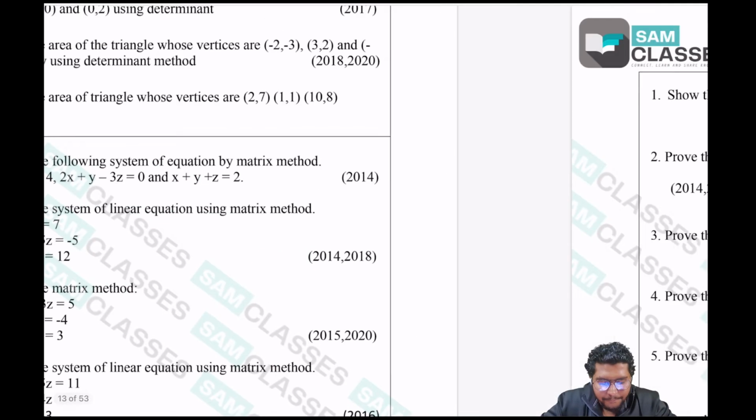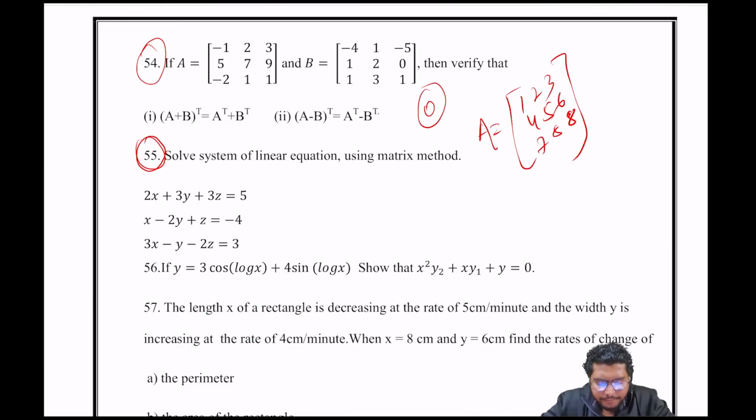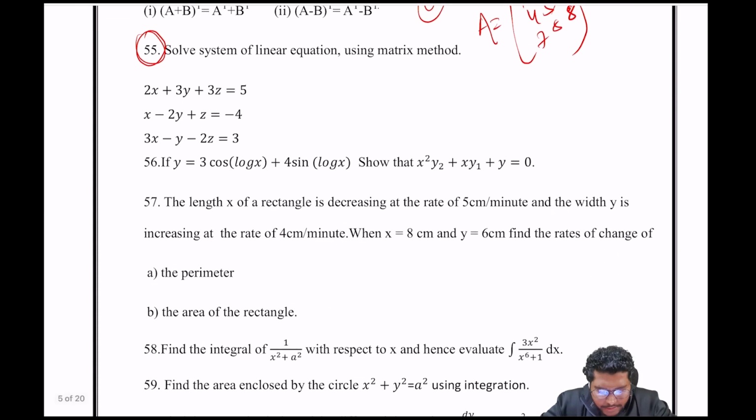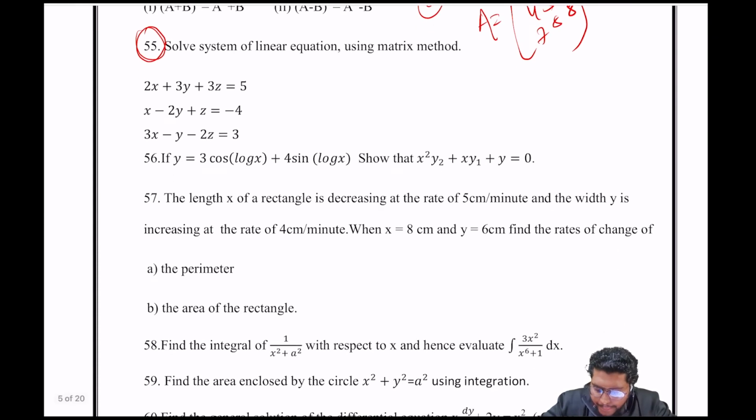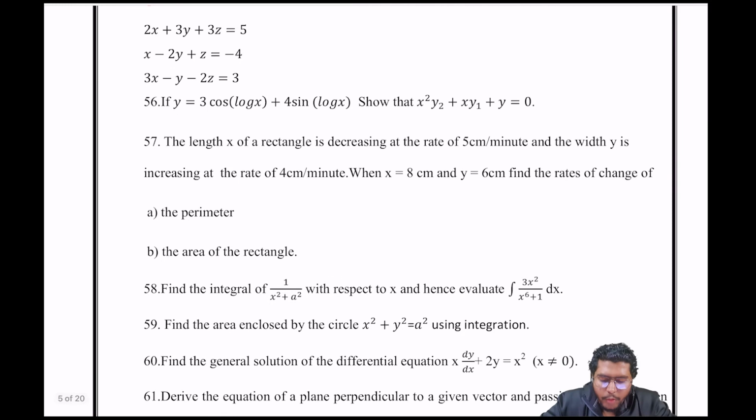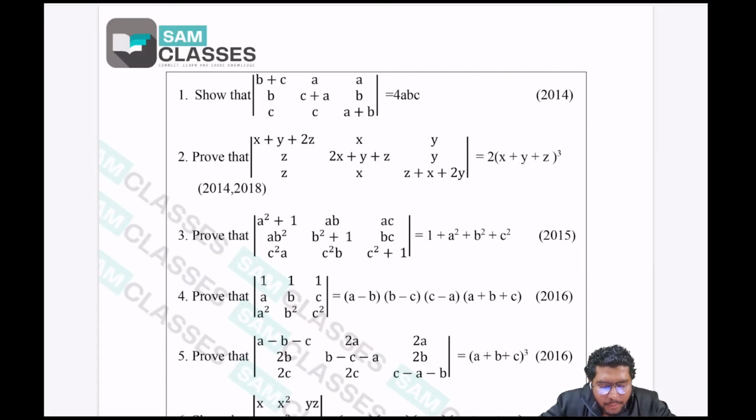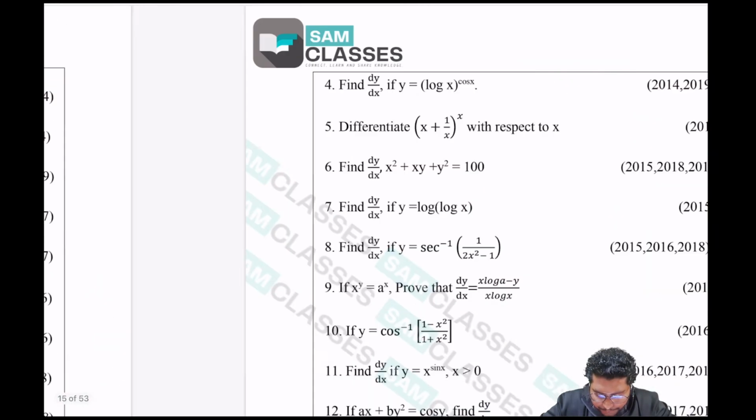Okay, next. After that, what do we have? Now one question from dy by dx. Either they'll give you a parametric one, or a normal proof, or a double derivative one. So one simple question comes from dy by dx also. Let's see what kind of question keeps coming every time.